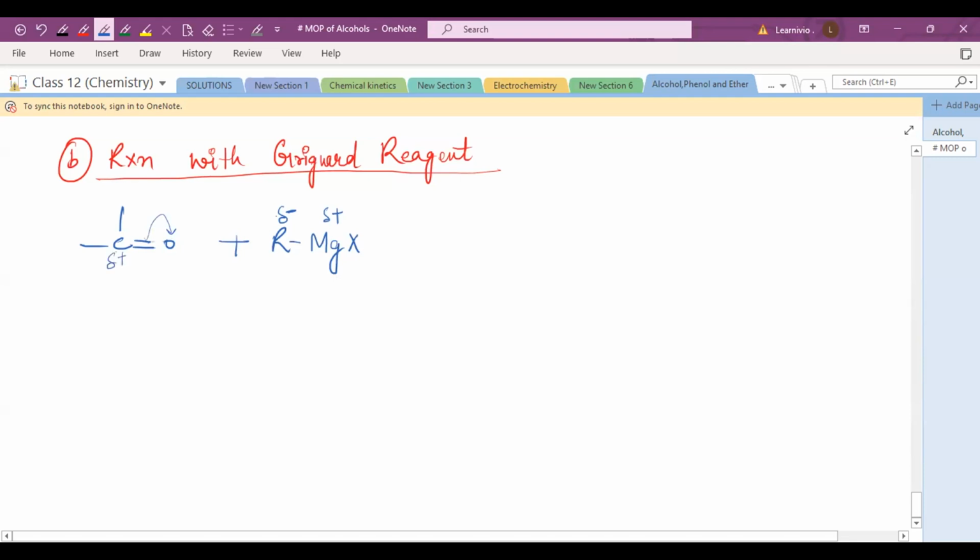Now what will happen, this R group, this alkyl group has a negative charge, so it will attack the carbon, and you will get this R attached to this carbon, and here O has a minus charge, right? And this Mg plus and X.